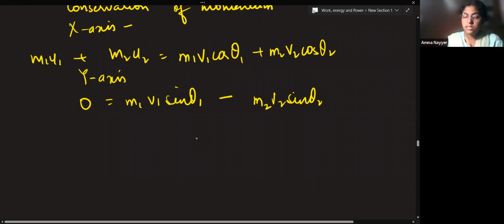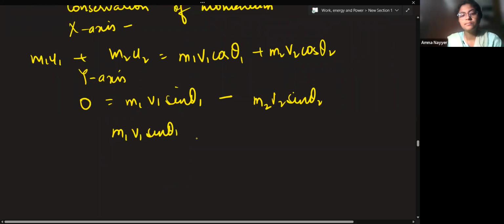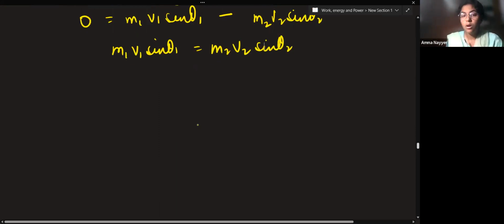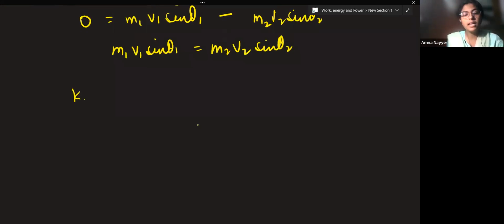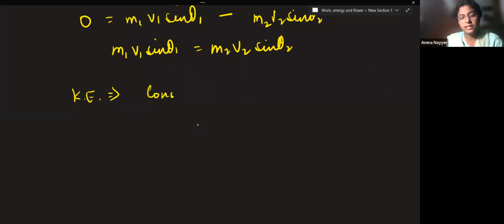So that's why this is negative. Now you can write m1 v1 sin theta 1 is equal to m2 v2 sin theta 2. You can use these equations as well, even if it is required in your answers to solve. Also, you can apply conservation of kinetic energy here, because this is an elastic collision. So kinetic energy will be conserved.